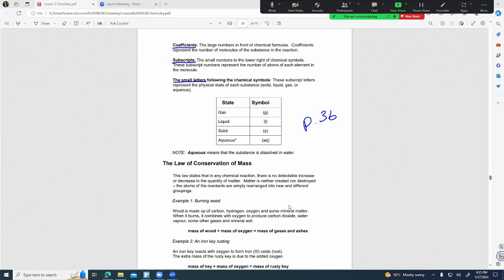So coefficients, these are the large numbers in front of chemical formulas. So coefficients represent the number of molecules of the substance in the reaction. So an example of a formula that has a coefficient would be 2N2H3. So the coefficient would be the large number in front of the chemical formula. So number 2 is the large number. Okay, so that's the coefficient.